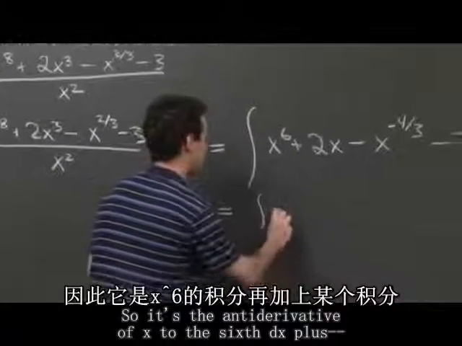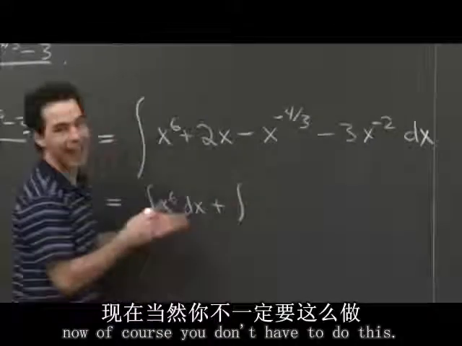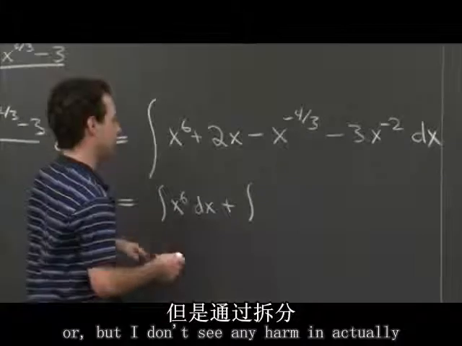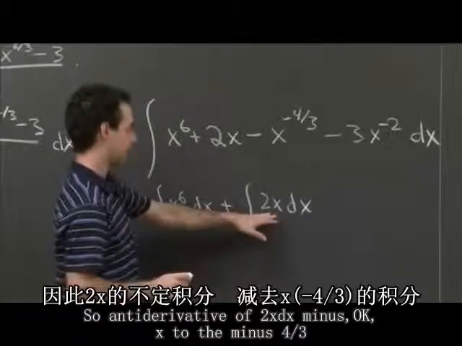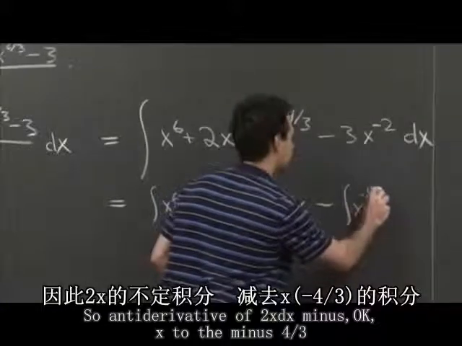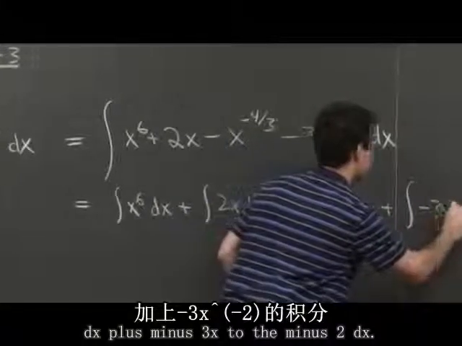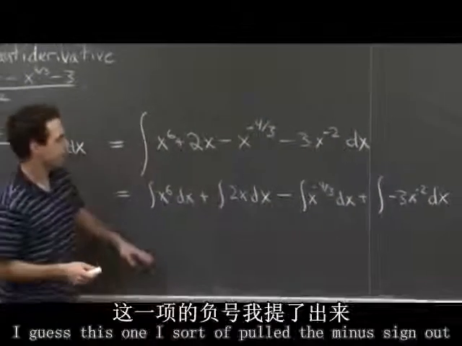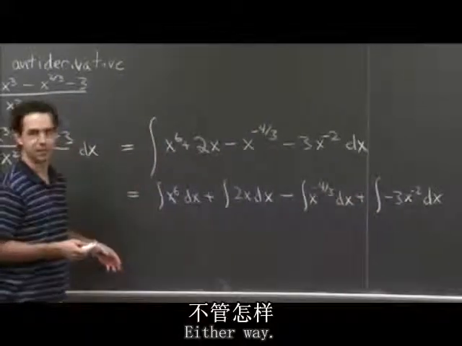So it's the antiderivative of x to the 6th dx plus, now, of course, you don't have to do this. You could probably proceed just from this step onwards, but I don't see any harm in actually splitting it up myself. So the antiderivative of 2x dx minus the antiderivative of x to the minus 4/3 dx plus the antiderivative of minus 3x to the minus 2 dx. I just split it up into a bunch of pieces. This one I pulled the minus sign out, and this one I didn't, but it's either way.